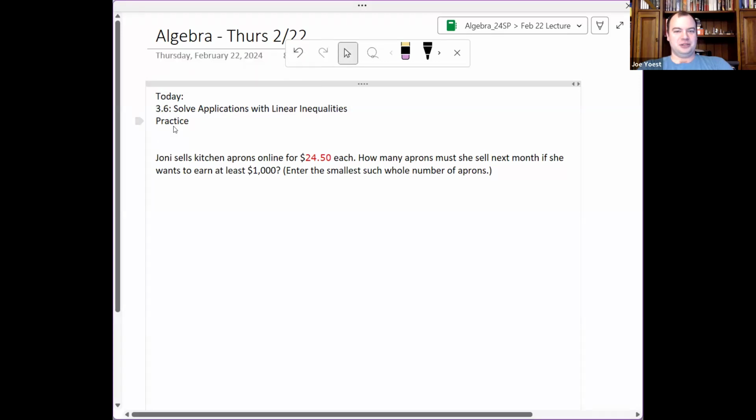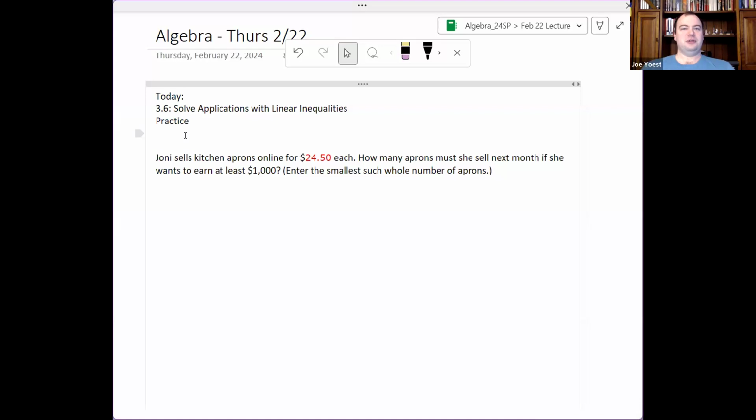Today the plan is to finish up chapter 3 by talking about section 3.6, solving applications with linear inequalities, and then to just do a little bit of practice from some of the previous chapter 3 material. So just take a few problems basically pulled right from the lectures or the worksheets in those previous few sections in chapter 3, but they're a little jumbled up.